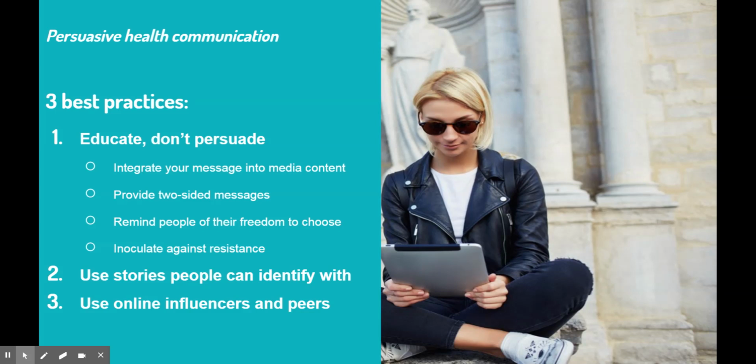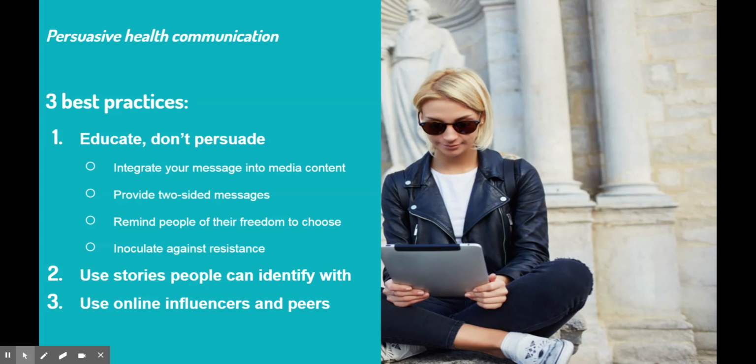So, a first thing you can do to minimize reactance is really provide people the feeling that they are educating themselves rather than that they are being pushed into a certain direction. Now, you can do this so called education by integrating your persuasive message into media content. So, for instance, you can use sponsored news articles, or you can create an entertaining video that really feels like media content and not like an advertisement.